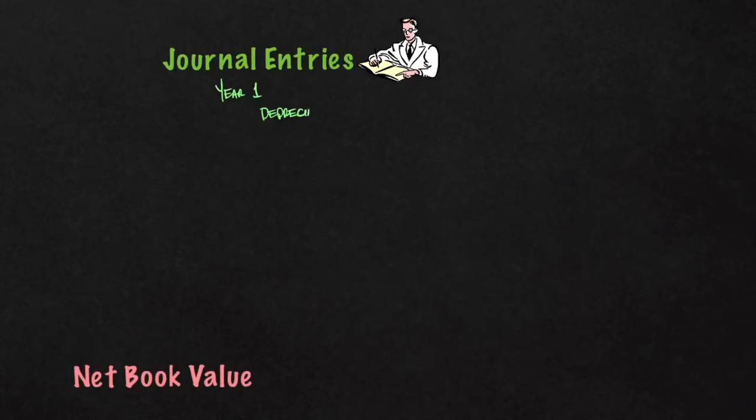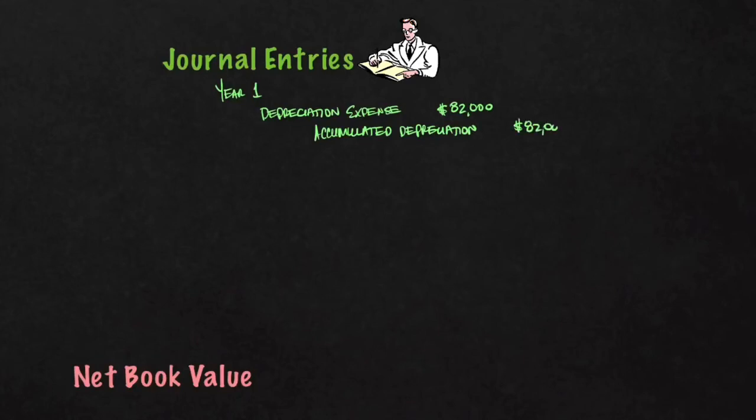Now we can do the journal entries. The journal entries are pretty simple because in each year you'll always have the same debit and credit, assuming you keep the asset. So the debit is depreciation expense, and that's for $82,000. And then your credit is going to be accumulated depreciation, which is a contra asset, which brings down your fixed asset, in this case, equipment. That's also going to be for $82,000.